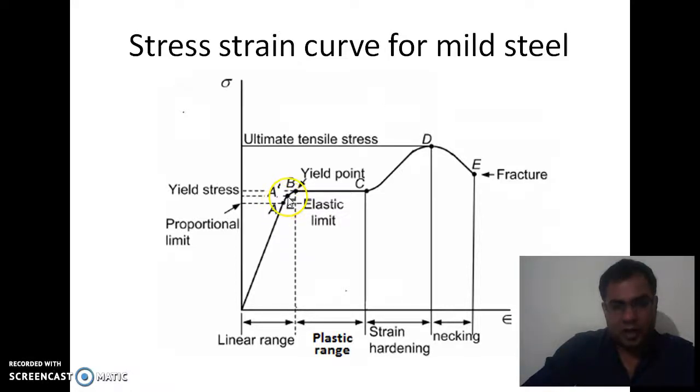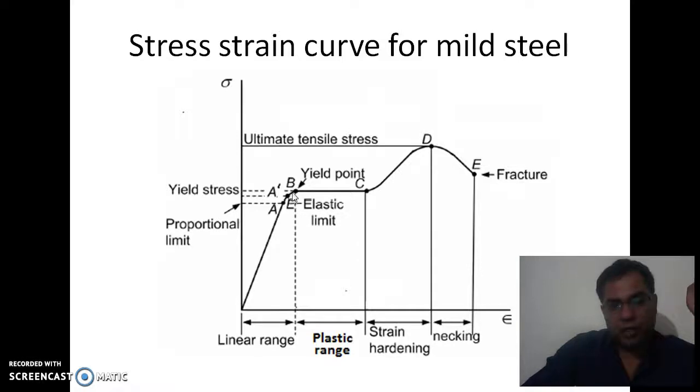On further increase of the load, the curve follows the path of A dash, which has a slight curvature, and A dash is the point called the elastic limit. What is the meaning of the elastic limit? The same concept as the limit of proportionality: when we remove the load, it will regain its original shape. Then what is the difference between the proportionality limit and the elastic limit? In the proportionality limit, the variation of the strain is linear up to A, while in the elastic limit, the variation of the strain is non-linear.